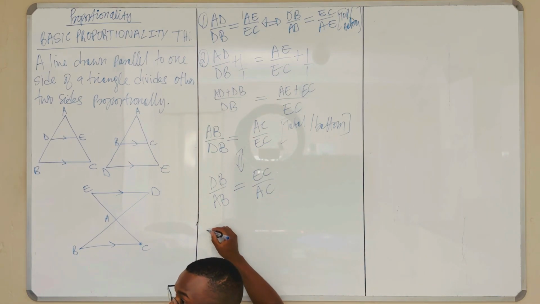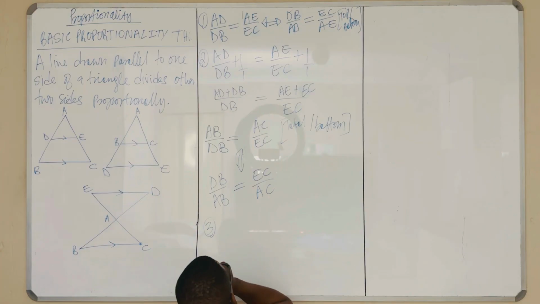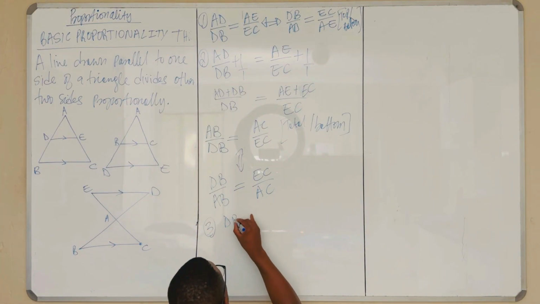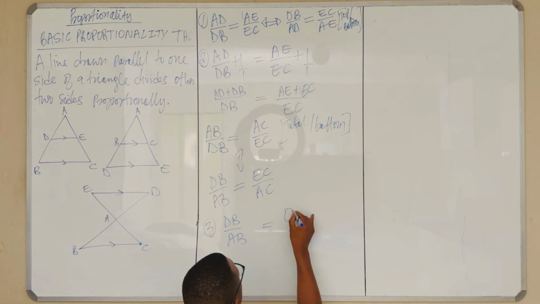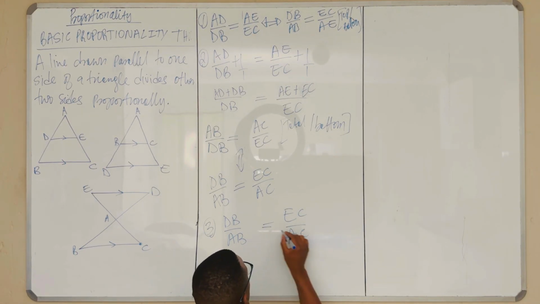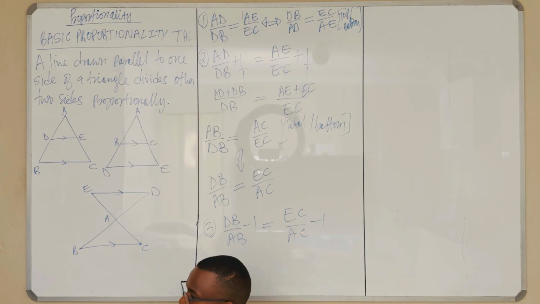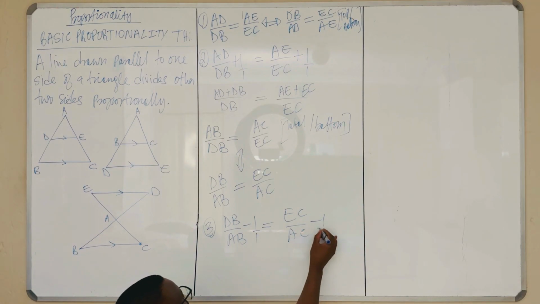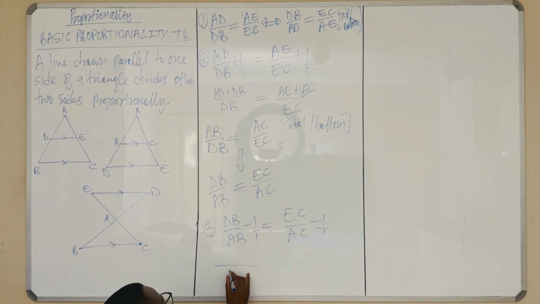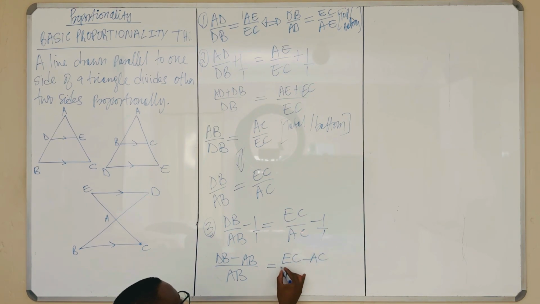The last one that I'm going to do. So I'm going to take this one, which is the DB over your AB, equal to EC over your AC. I'm going to subtract 1 and subtract 1. So what we have, we'll have this over 1, this is over 1. This time this is AB, cross multiply. This time that is DB minus AB, which is equal to EC minus AC all over AC.